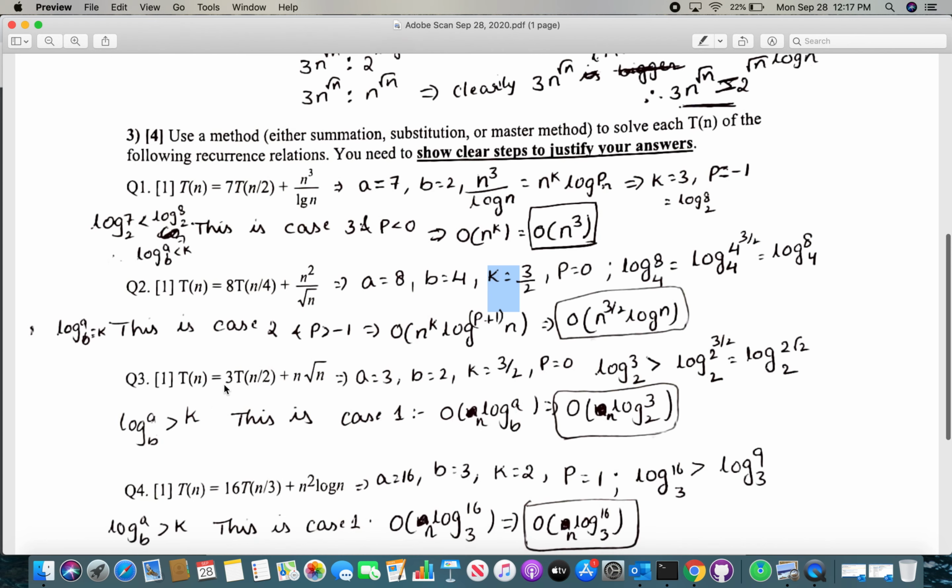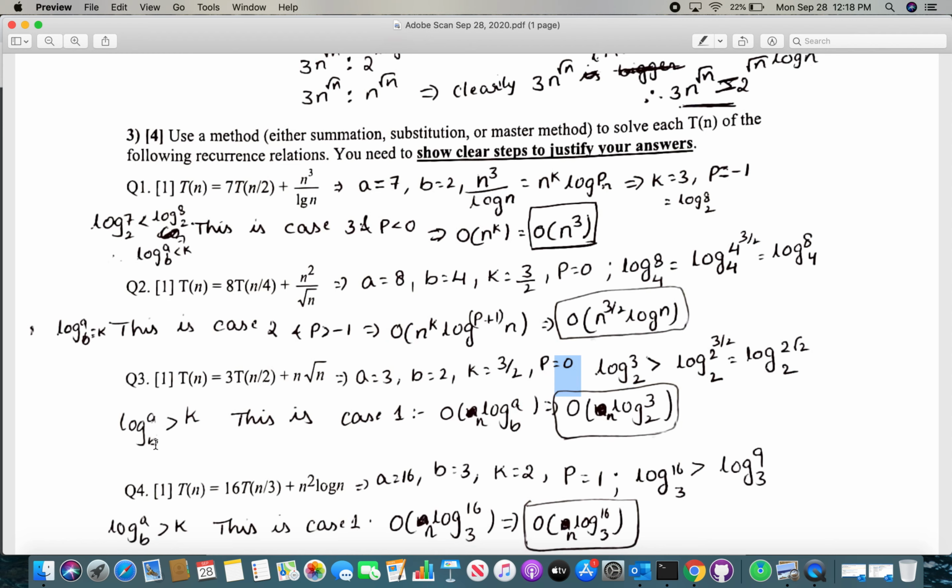Next, third question. Here also a equal to 3, b equal to 2, and n is in the numerator, where root n is in the numerator. After simplifying, this will be n power 3 by 2. So k will be 3 by 2 and p equal to 0. Now we'll be calculating right and left.